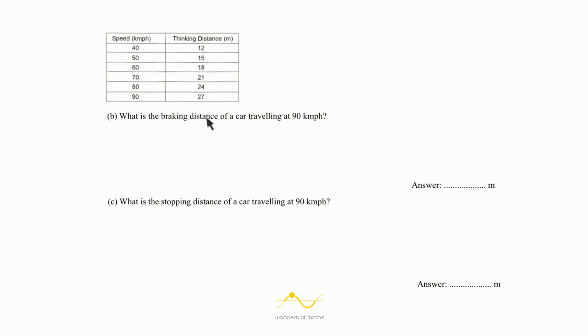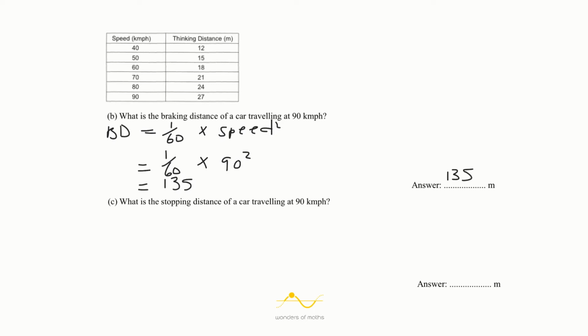What is the braking distance of a car travelling at 90 kilometers per hour? If you remember our formula, we know that the braking distance is equal to 1/60 multiplied by speed squared. So we need to do 1/60 multiplied by 90 squared. And this gives us a final answer of 135. Let's move on to the next section.